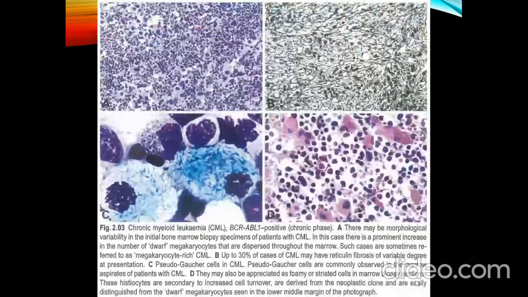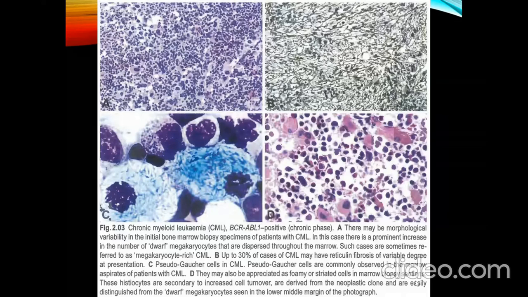As seen in this photograph, the A photomicrograph here is showing morphological variability in the initial bone marrow biopsy specimen of patients with CML. In the photo, we are seeing a prominent increase in the number of dwarf megakaryocytes that are dispersed throughout the marrow. In the B picture, we are seeing reticulin fibrosis of variable degree. In the C picture here, we are seeing pseudo-Gaucher cells.